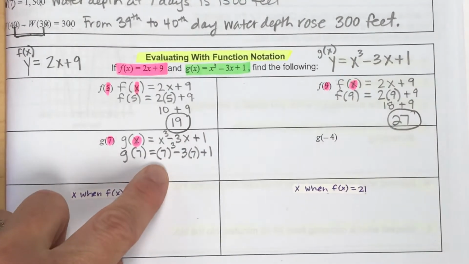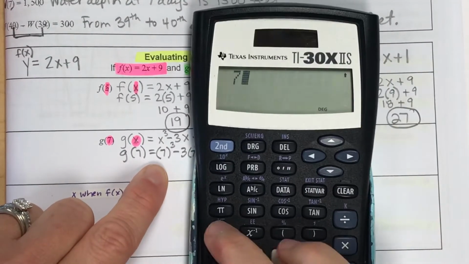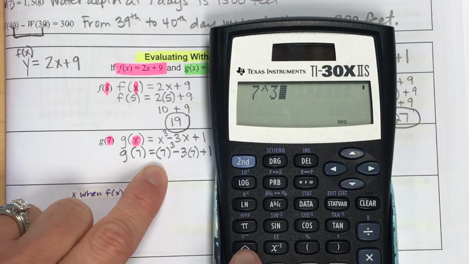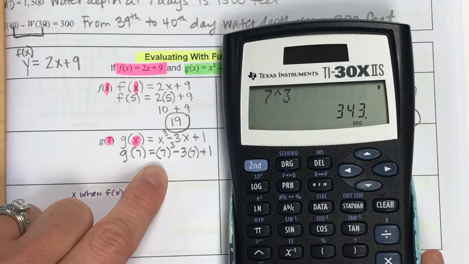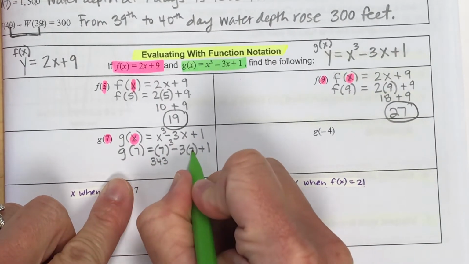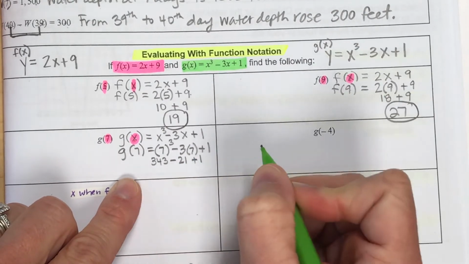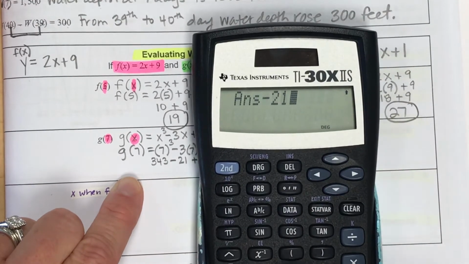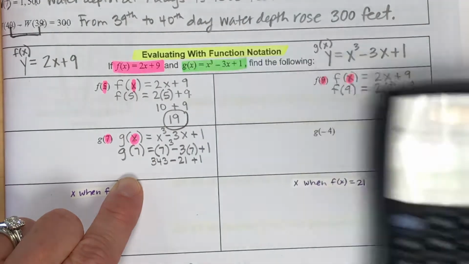So I'm going to get my calculator out, and I'm going to take 7 to the 3rd power. I'm going to use my caret key, this button over here, kind of diagonal from the 7, and 7 cubed is 343. 3 times 7 is 21, so I'm going to subtract that, and then add 1 at the end. So I'm going to take 343 minus 21 and add 1, and I get an answer of 323.